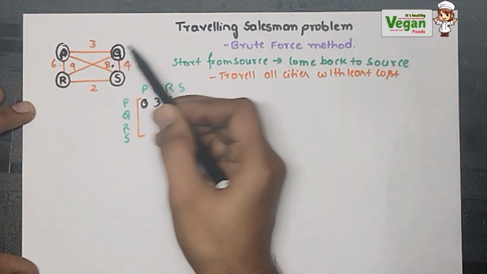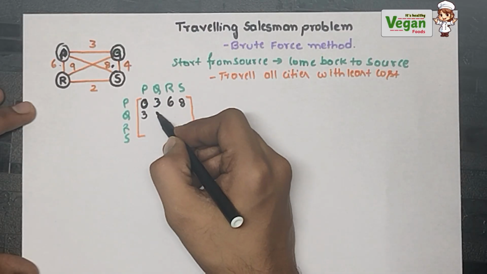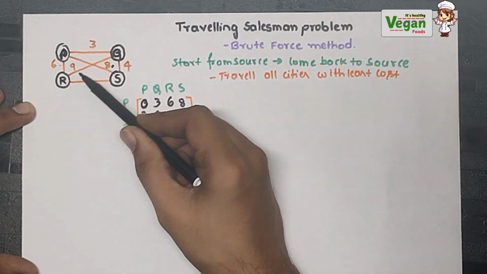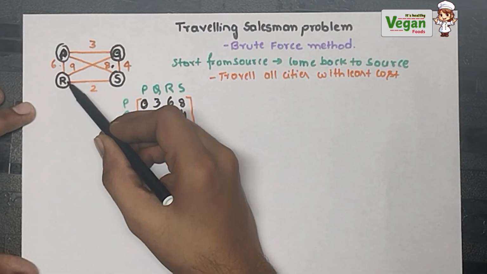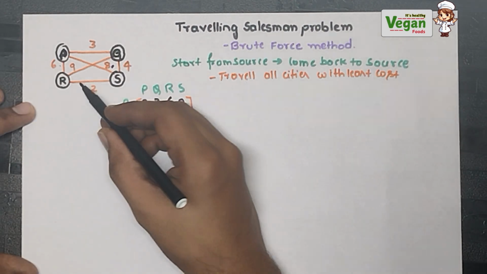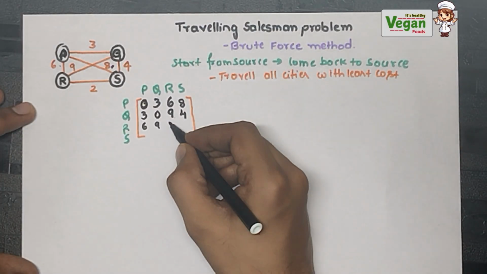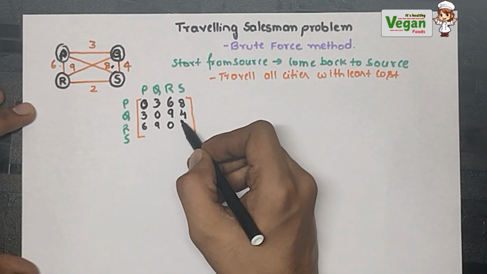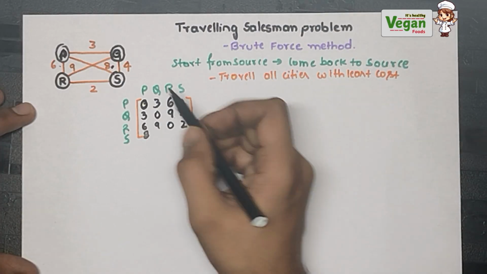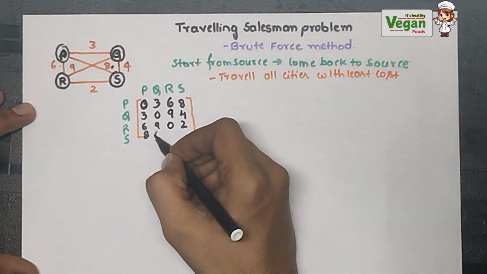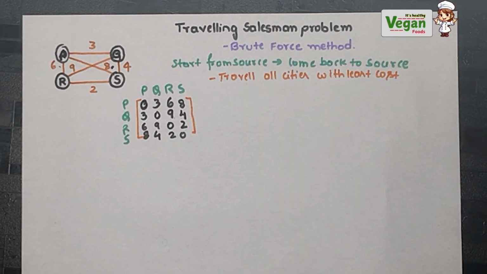Now, Q to P, it is 3. Q to Q, no self loop, so 0. Q to R, it is 9. Q to S, it is 4. Next, R to P, it is 6. R to Q, it is 9. R to R, no self loop, 0. R to S, it is 2. S to P, it is 8. S to Q, it is 4. S to R, it is 2. S to S, it is 0 because of the self loop.